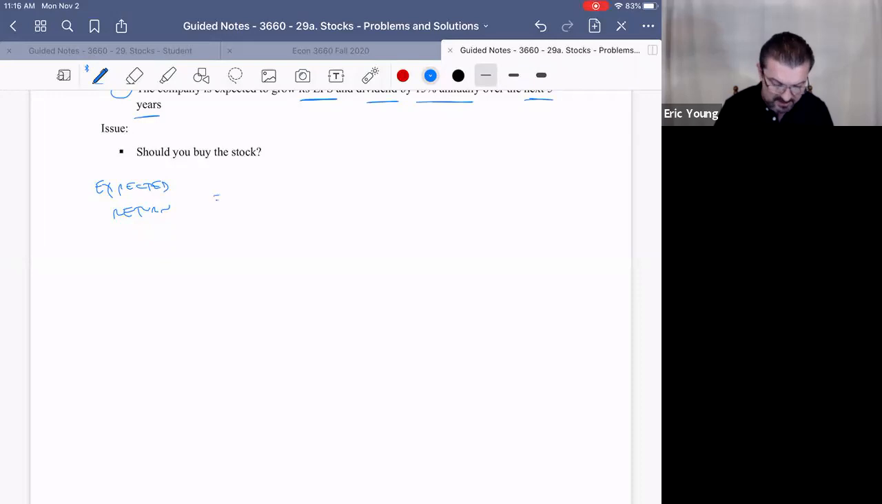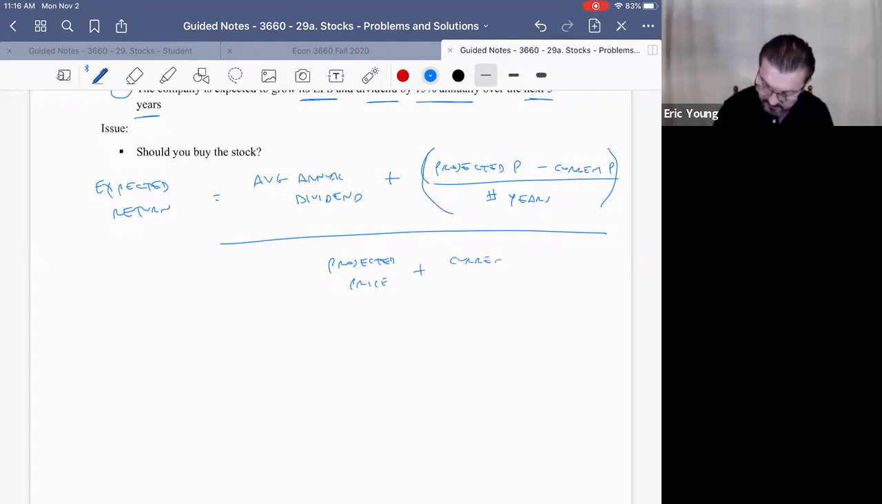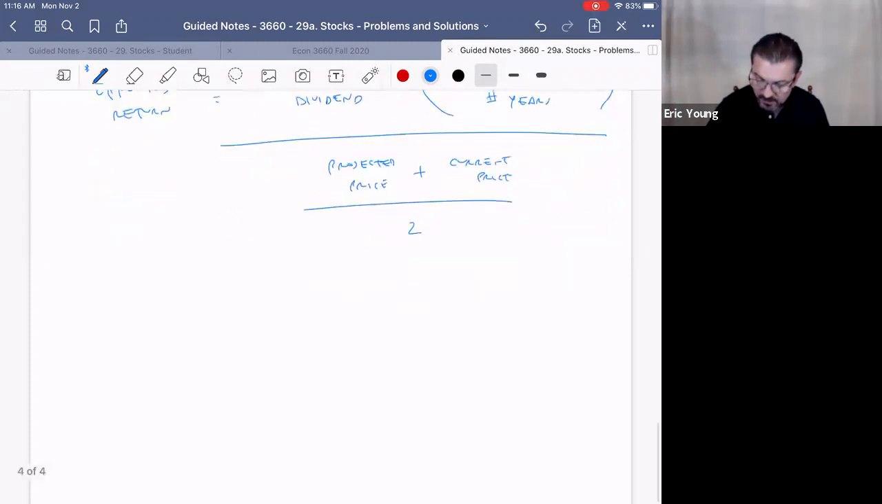The expected return is equal to the average annual dividend plus the projected price per share minus the current price per share divided by the number of years we're talking. Let's make this bigger here. All of that divided by the projected price plus the current price over 2.